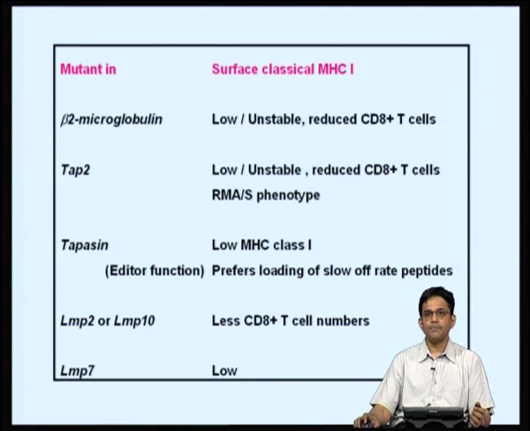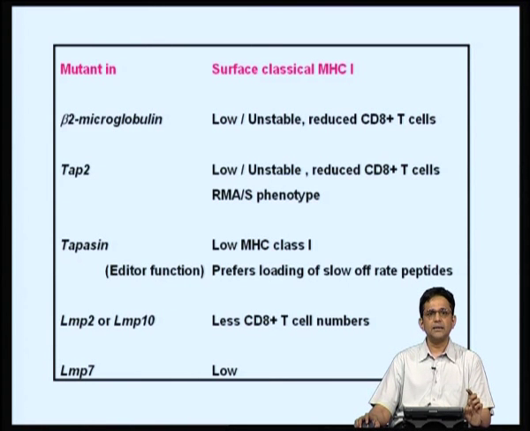Now, in the previous lecture we had mentioned a cell line known as RMAS, and RMAS was critical in our understanding of the requirements for surface MHC class 1 expression. But at that time the problem in RMAS was not discussed, and ultimately what was found out is that in RMAS there is a problem in TAP2. So, the mutation results in TAP2 not being expressed, as a result of which you have low and unstable MHC class 1 molecules.